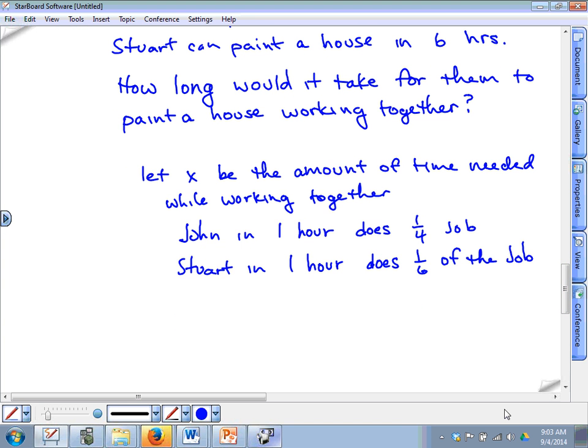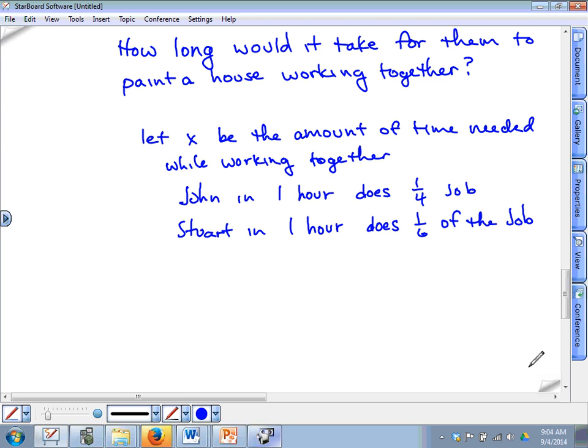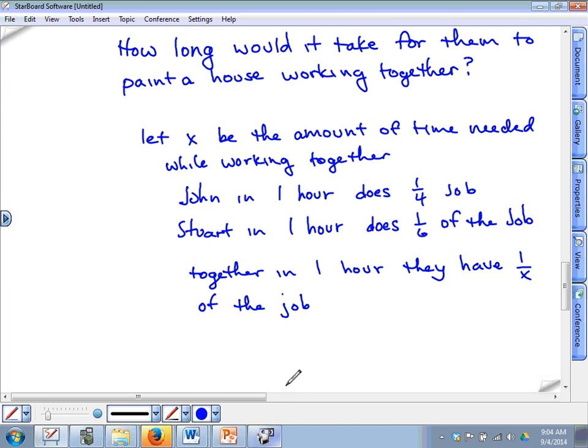So together, working together, the total amount of time is X, but in 1 hour's time, how much of the job will they have gotten done? Well, if we add those two numbers together, it would be 5/12. But in terms of X, together, in 1 hour, they have done 1/x of the job. X is the amount of time needed working together, in hours. So the total number of hours is X, but in 1 hour's time, they've done 1/x of this job together.